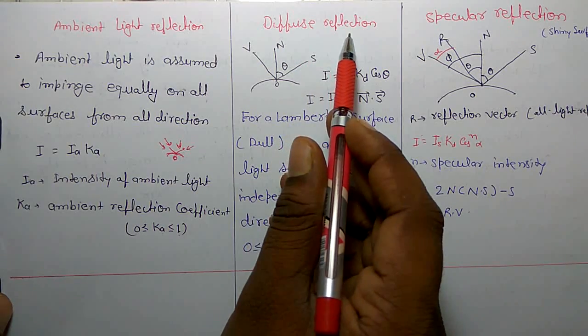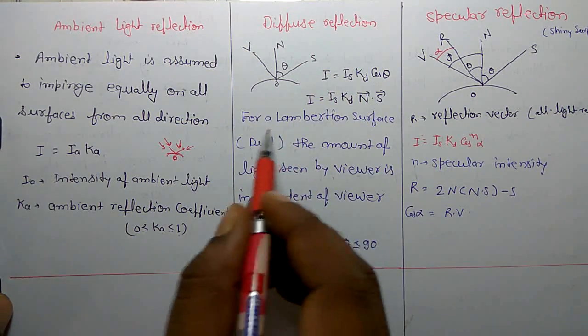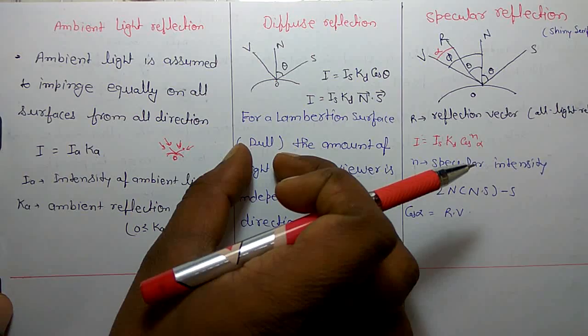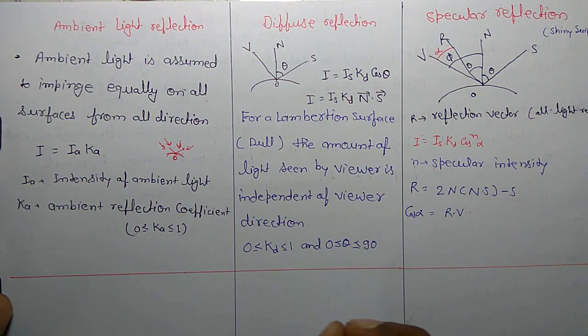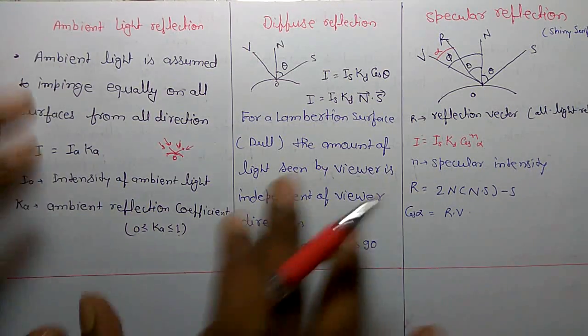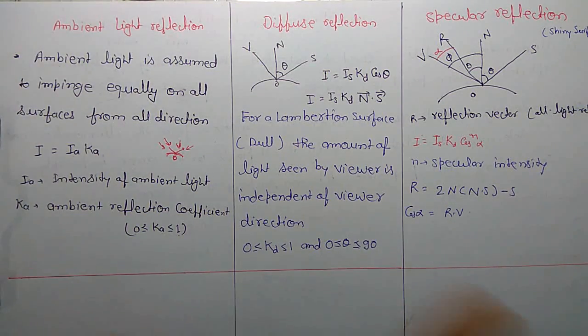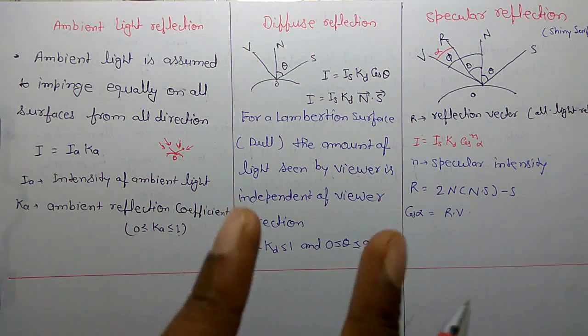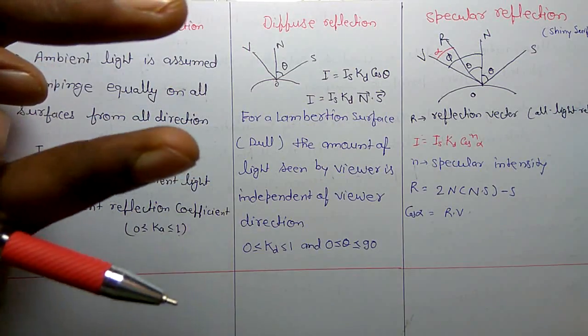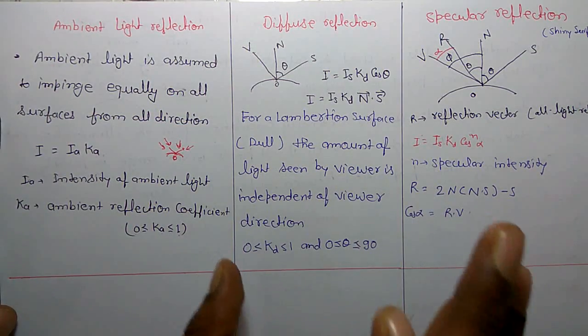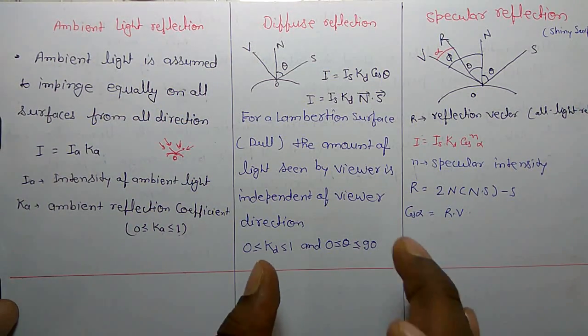Next is diffuse reflection. In diffuse reflection, like dull surfaces, Lambertian surfaces, the amount of light seen by the viewer is independent of viewer direction. For example, in this seat, either we see from this side to view this content, or from this side to view this content. It is the same for me.